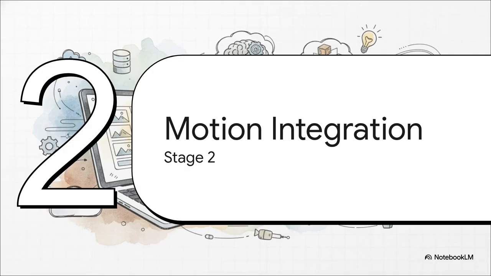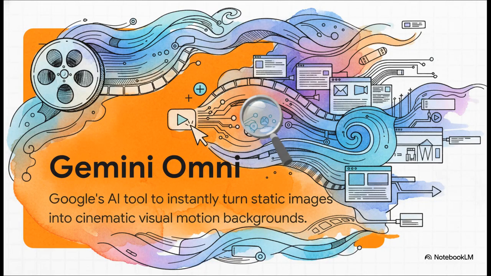Now for stage 2, cinematic motion integration. Okay, a static image is a great start, but we want it to feel alive. Enter Gemini Omni. This is what handles the heavy lifting for our animations. For step 2, click that plus icon again, select Create Video, upload the static image we just generated, and add your prompt. Boom. In seconds, Omni spits out a super smooth cinematic motion background. Suddenly, that static concept feels incredibly premium and dynamic.